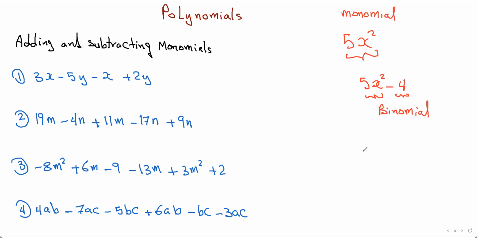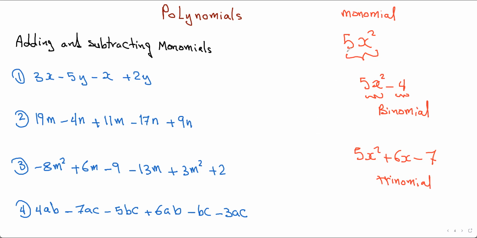And of course, if we write 5x squared maybe plus 6x minus 7, this has three terms. That's term 1, this is term 2, this is term 3. And we call this a trinomial. Anything bigger than that, we just call a polynomial.